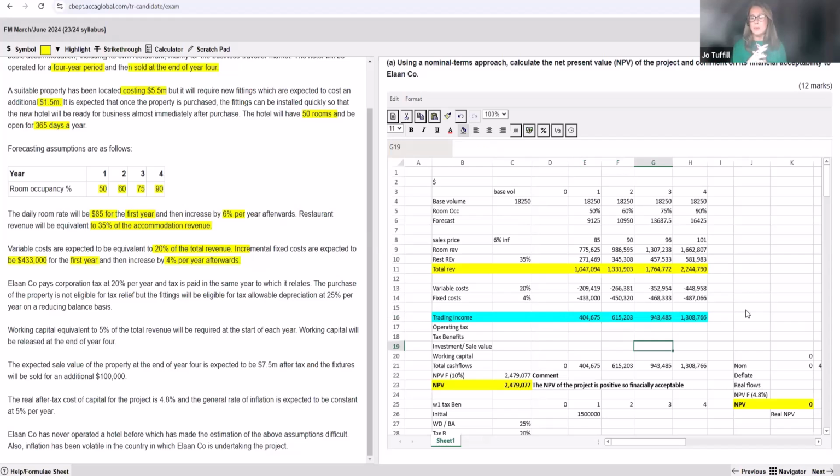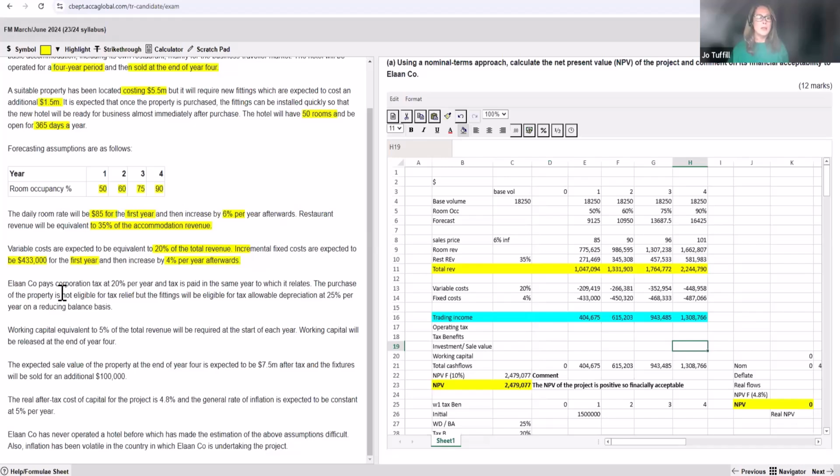So now I've got my trading income. So I've done everything down to that point. I haven't put in my investment yet. So I'm going to put that in after my tax benefits and my operating tax. But basically my investment is going to go in at this point and my sale value is going to go there. We'll come back to that in a minute.